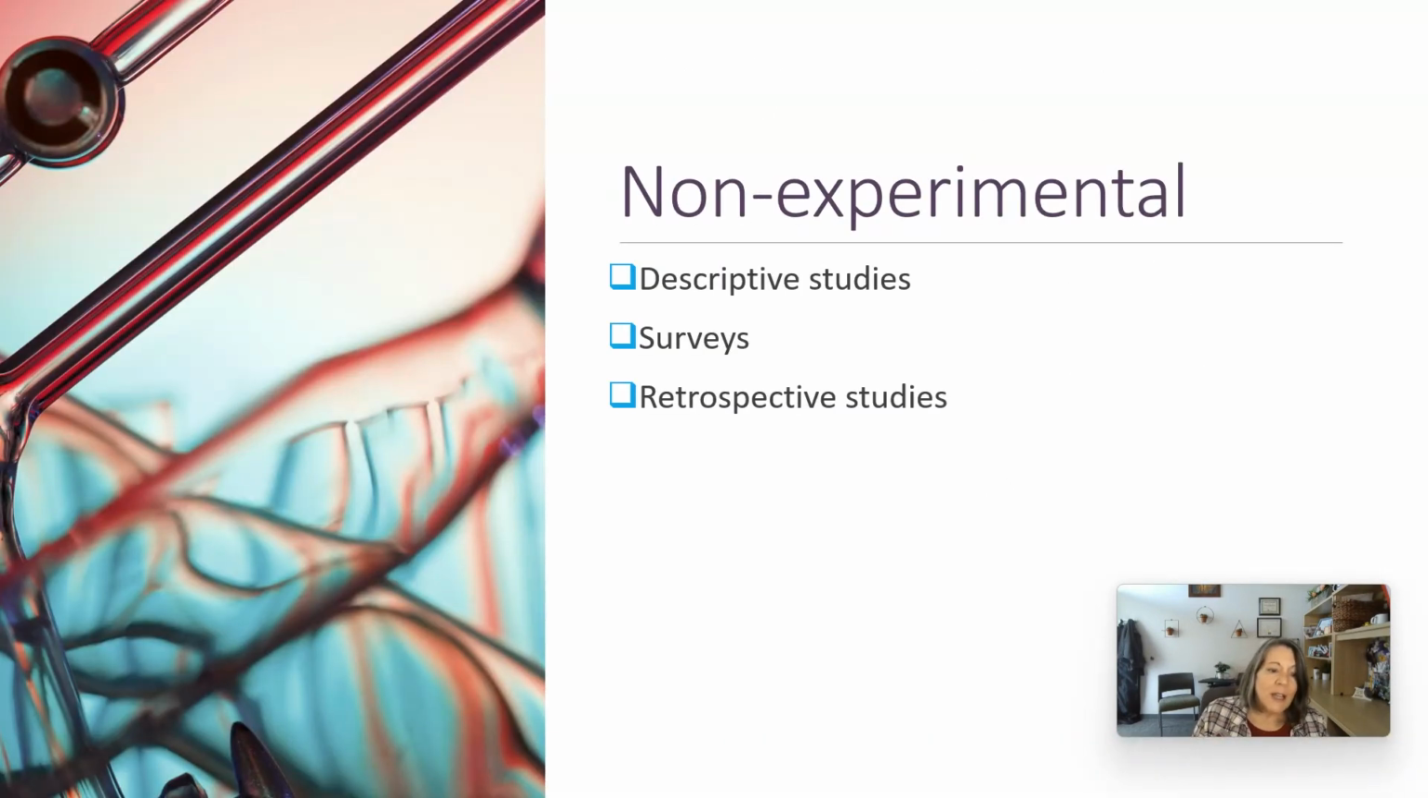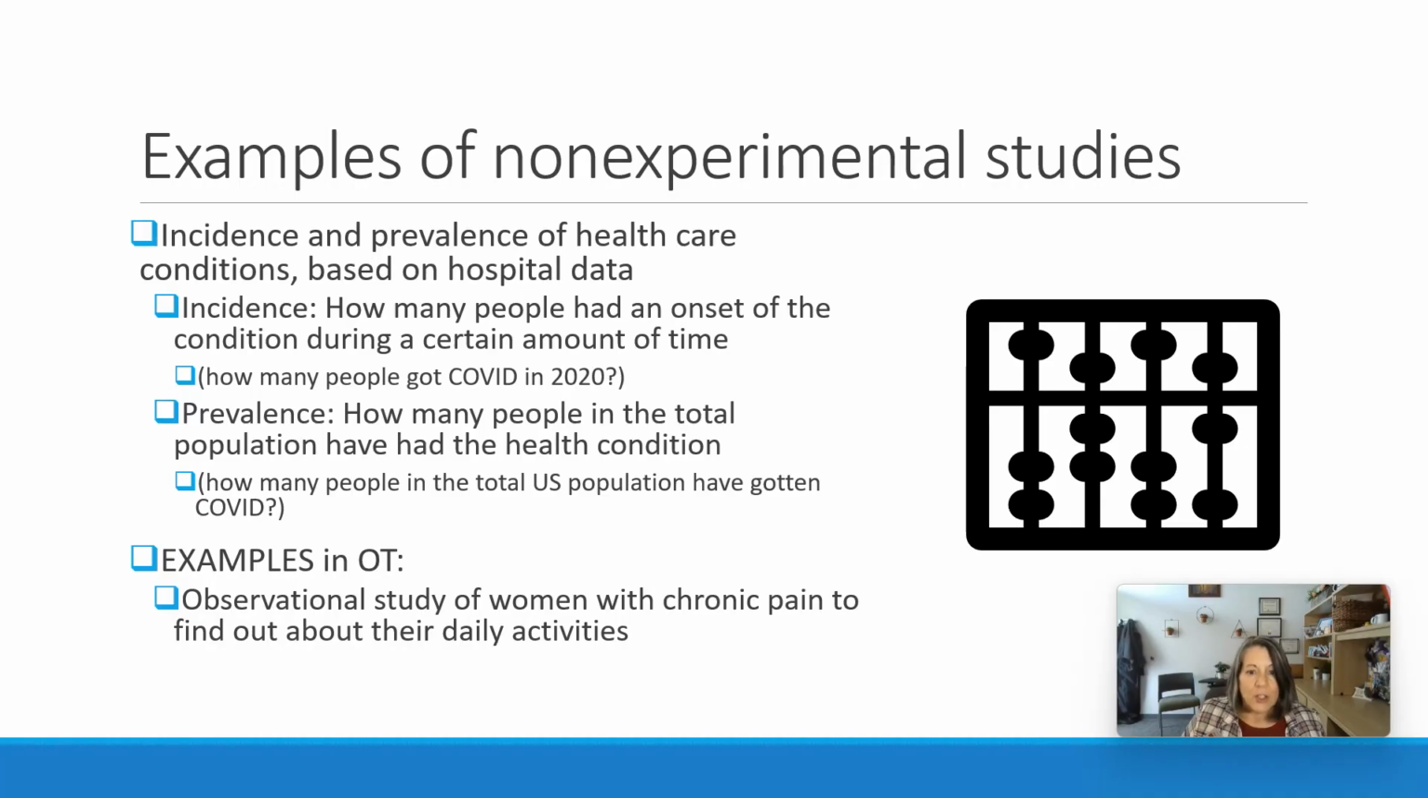Let's move on to non-experimental. So these are our descriptive studies and include surveys and retrospective studies where we're not introducing any intervention of any type. Okay, so we don't give people the intervention. We're just looking to see what naturally occurred in a specific situation. So some examples of non-experimental studies.